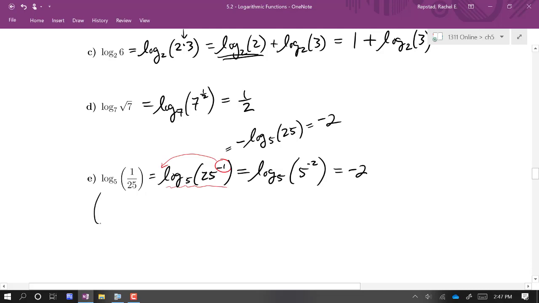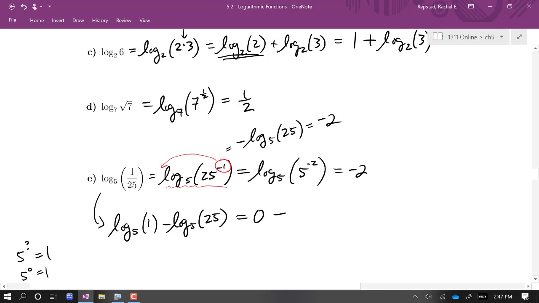Another way to think about this is to say that log base 5 of 1 over 25, well, that's a fraction. I'm dividing inside. I could split that up as 2 logs. Log base 5 of 1 minus log base 5 of 25. Log base 5 of 1 is 0, right? That says what's the power I put on 5 to get 1. And of course that's got to be 0. Minus log base 5 of 25, and log base 5 of 25 is 2, so you get 0 minus 2, which is negative 2. So multiple ways to think about how to do that one.